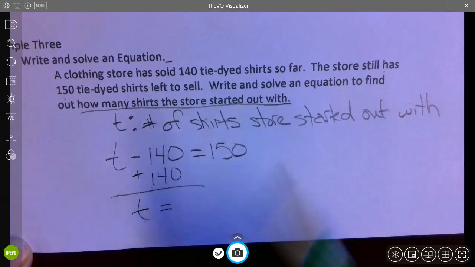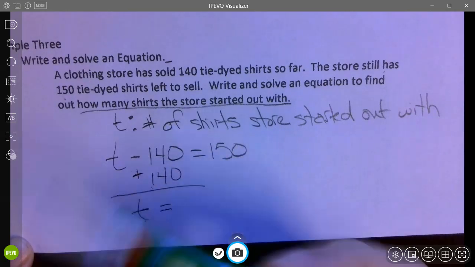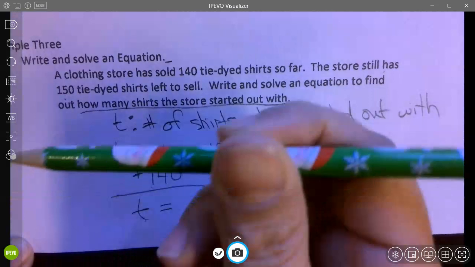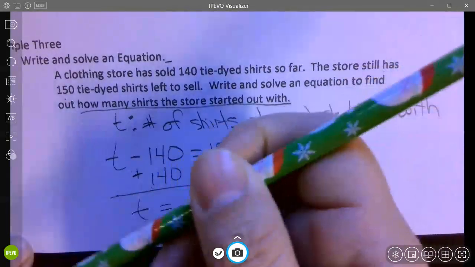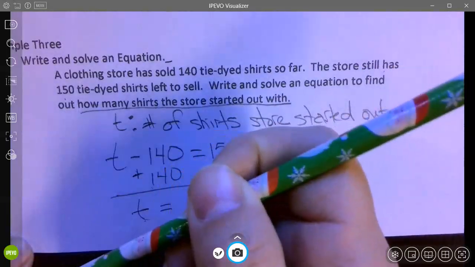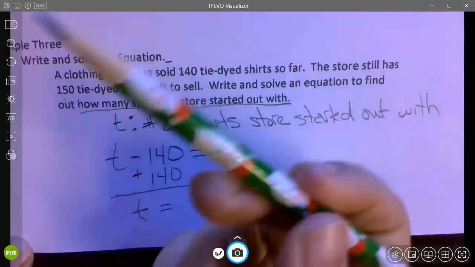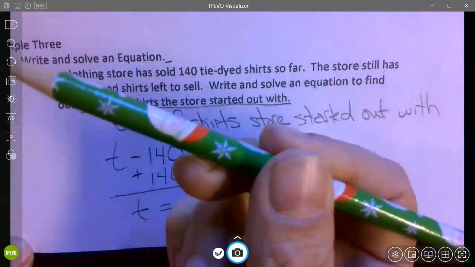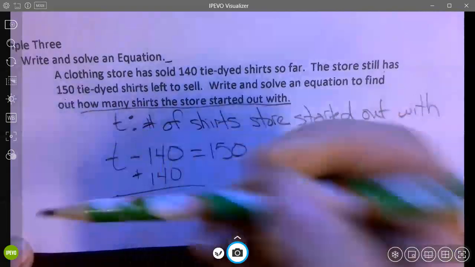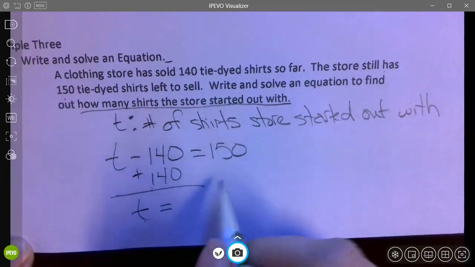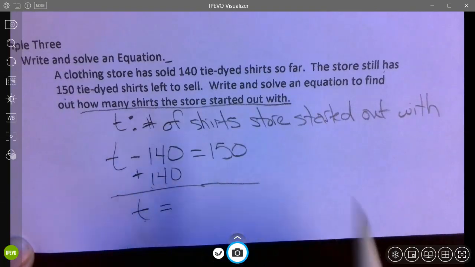So T minus 140 equals 150. That was a balanced equation. As soon as I took that 140 away, it made it unbalanced. Using my pencil, kind of like a balance, it goes unbalanced. Well, actually, I guess it would be like this because it's 140 less, right? So in order to make my equation balanced again, I have to do the exact same thing that I did on the one side of the equation to the other.